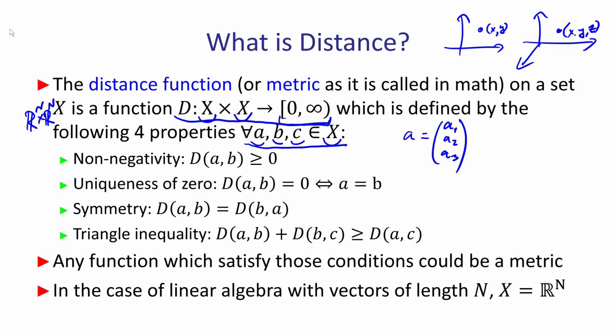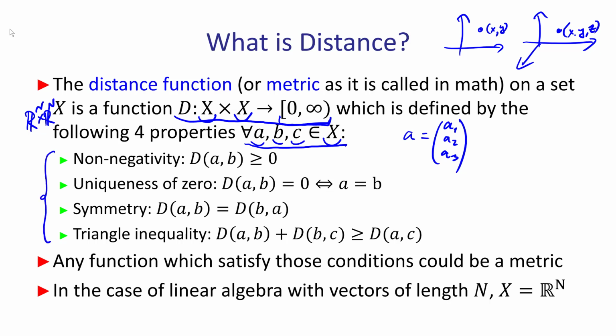This means already that this is not a unique function which we'll call distance. You can have millions of different functions, all of them could be defined as distance functions. You can define many different functions which will be distance functions. Now, what are those four properties?